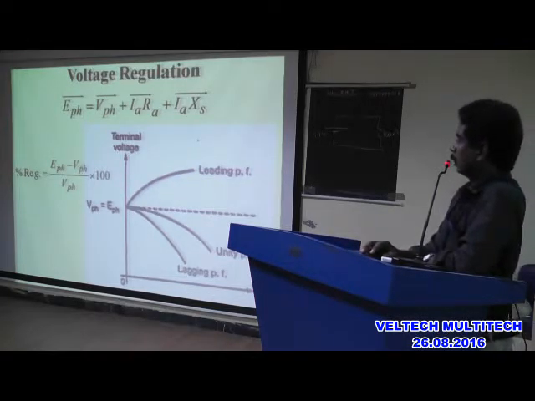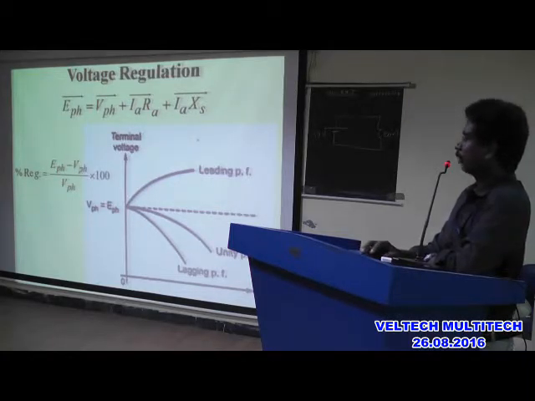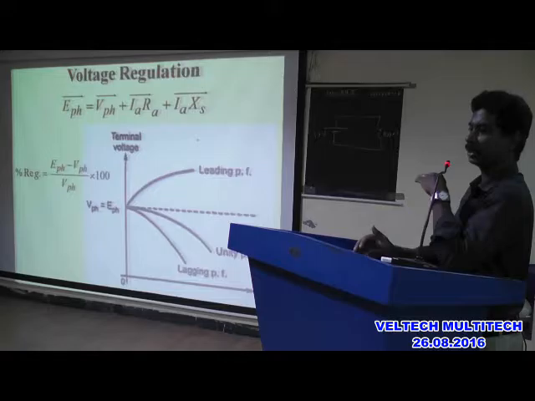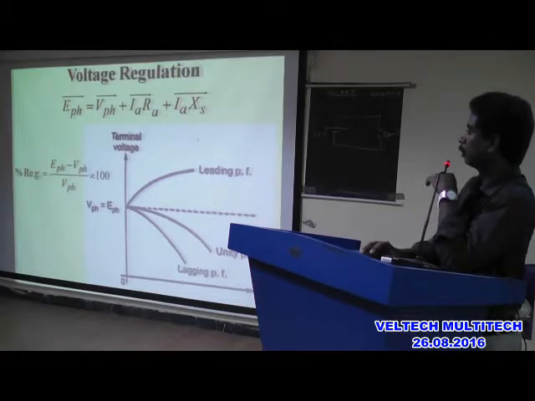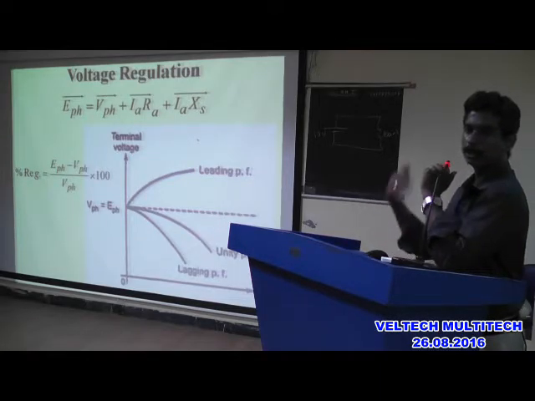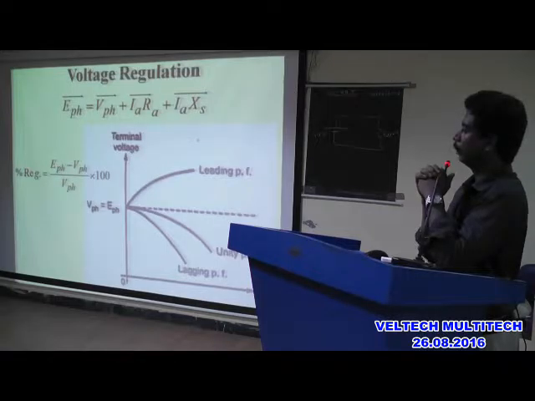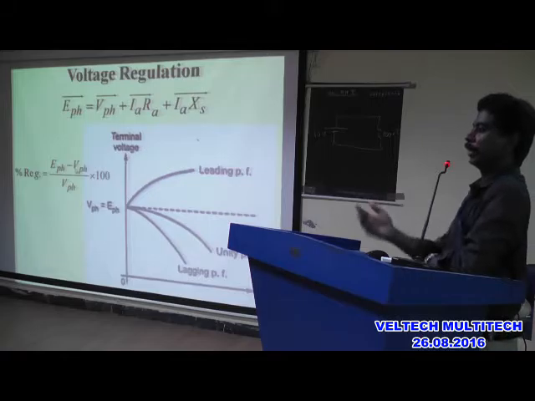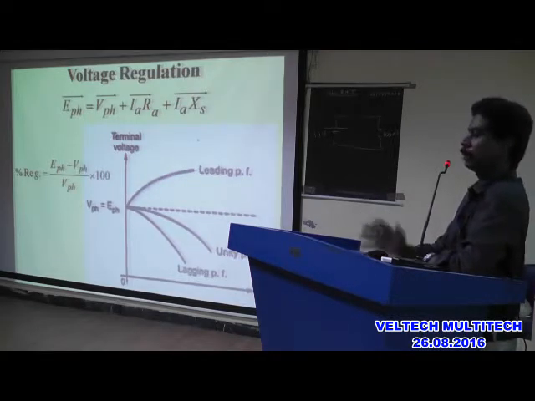Why? Because in case of lagging power factor load, V phase is less compared to E phase, correct? E phase is the EMF induced inside the alternator, that will be more, terminal voltage will be less. So the positive term will be more, the negative term will be less. That is why the voltage regulation is positive. In case of leading power factor, the terminal voltage is more because of magnetizing effect. So the negative portion is more. That is why the voltage regulation is negative.